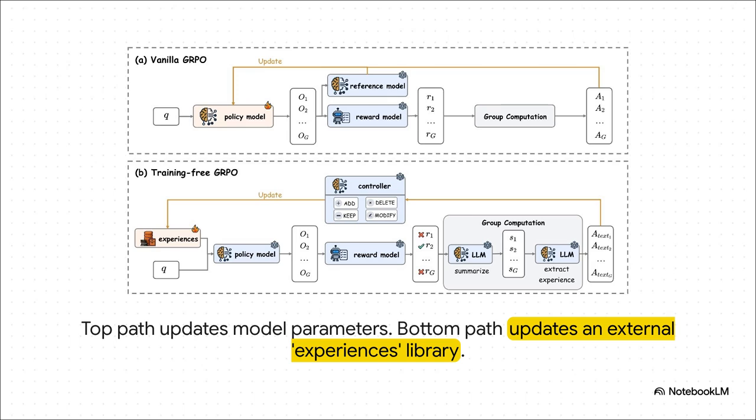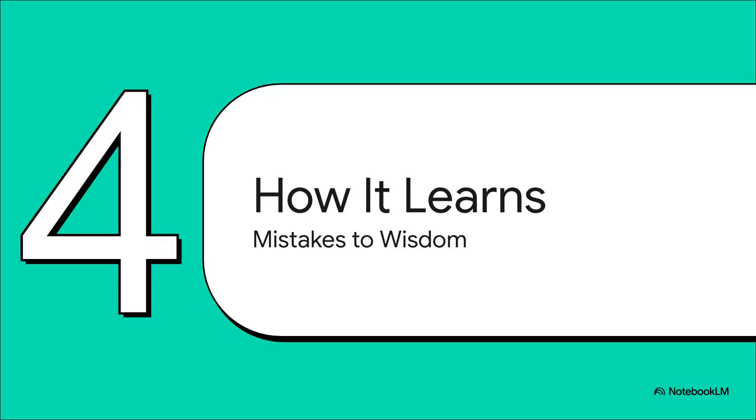The policy model stays exactly the same. It's frozen. Instead, the learning loop just updates an external library of experiences. This is a huge shift, from changing the student to just improving the study guide. So, how does this actually work? How does the AI turn its own mistakes into wisdom?